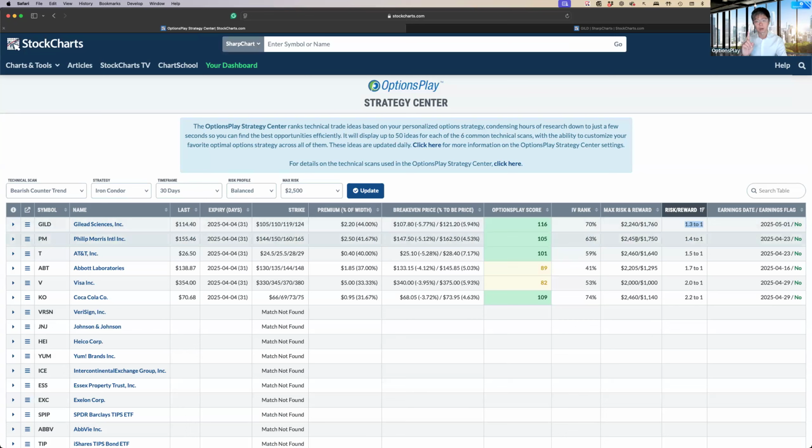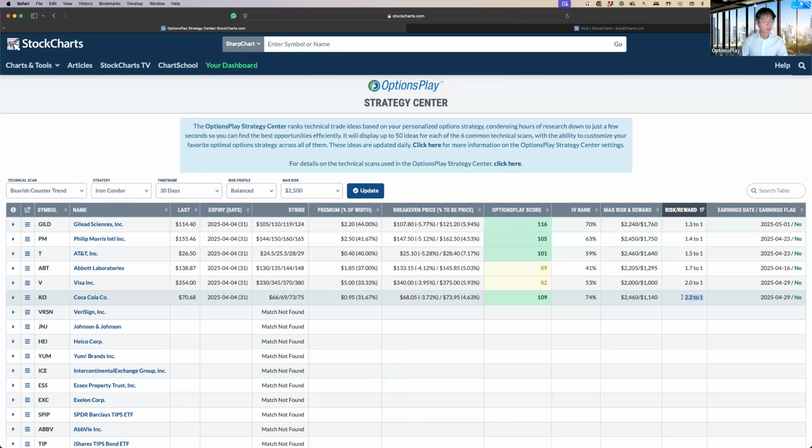It means for every $1 I can make, I'm only risking $1.30, versus an iron condor down here, where for every $1 I can make, I'm risking $2.20. So on the Coca-Cola one, as you can see, that's a pretty big disparity in terms of risk to reward ratio between the top performing strategy and the bottom performing strategy.